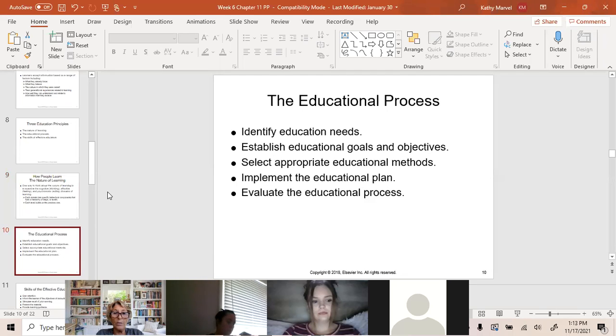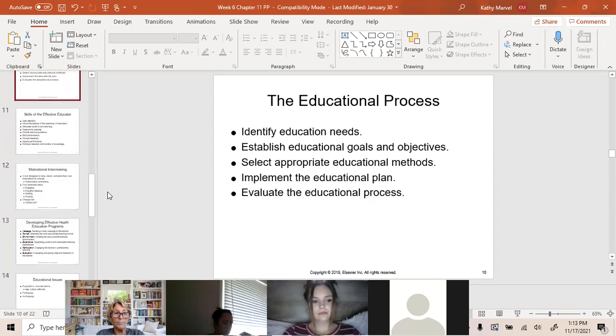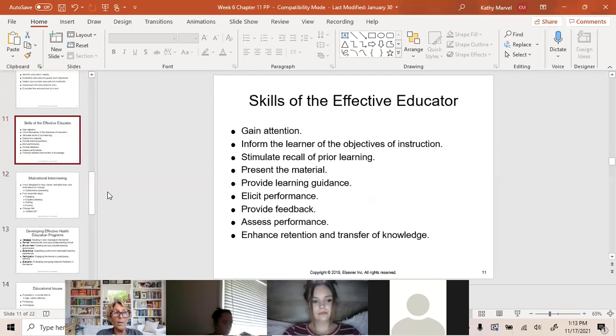And then what is the educational process? First, you have to identify the needs. Here's your ADPI. Identify the needs, establish your goals and objectives, make a plan, select what educational methods you're going to use, implement a plan and evaluate it. Week 6, the 2 chapters in week 6 are about education, health education.